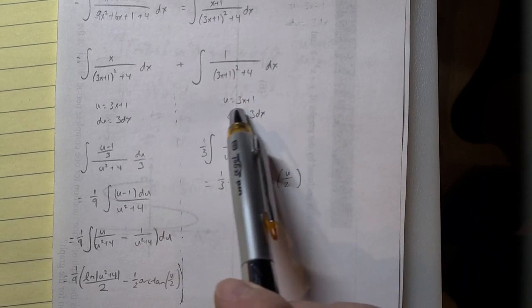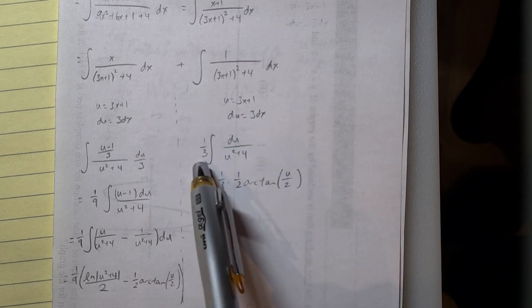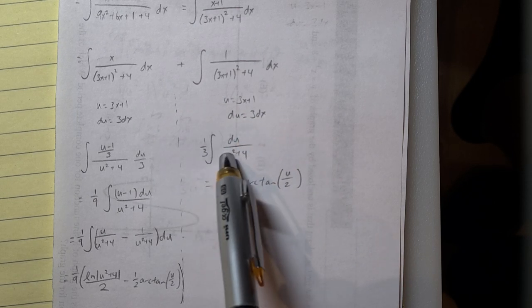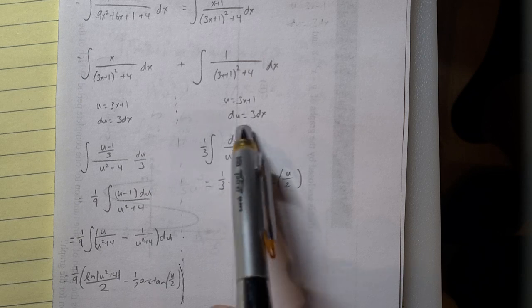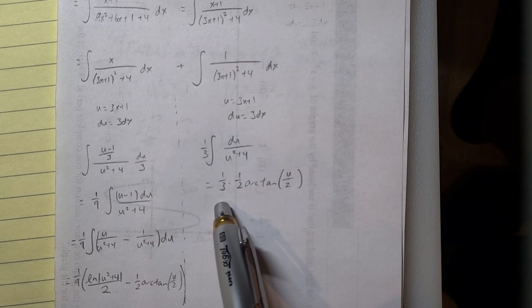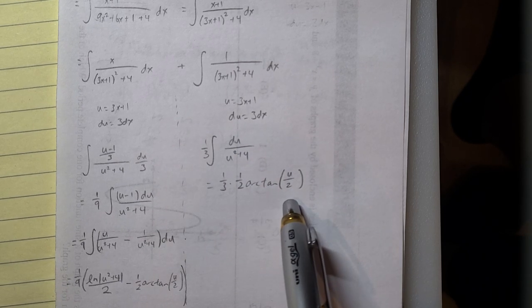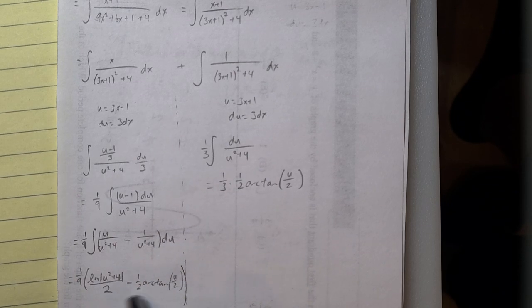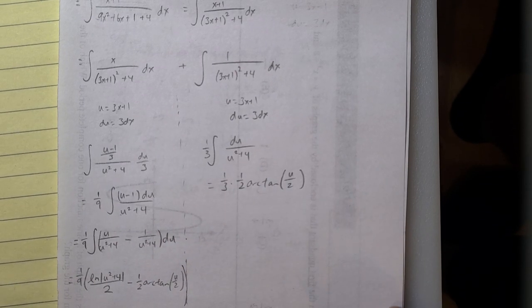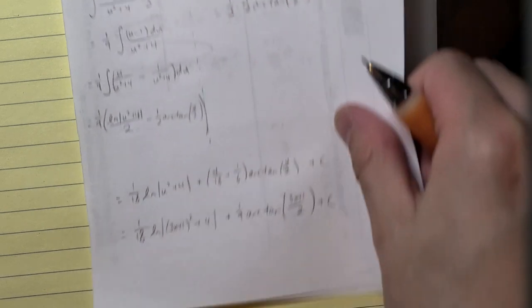This guy, once again, we just made the same substitution. So it became 1/3 du over u squared plus 4. This is just arctan once again. So it'll be 1/3 times half arctan u over 2. Okay, so we're going to add these two answers together and add a plus c, and then back substitute, okay?